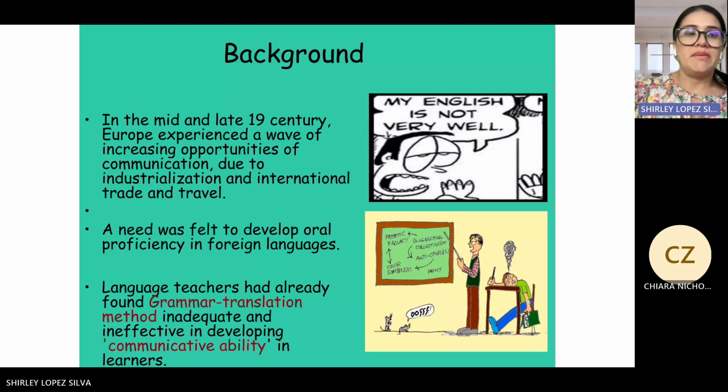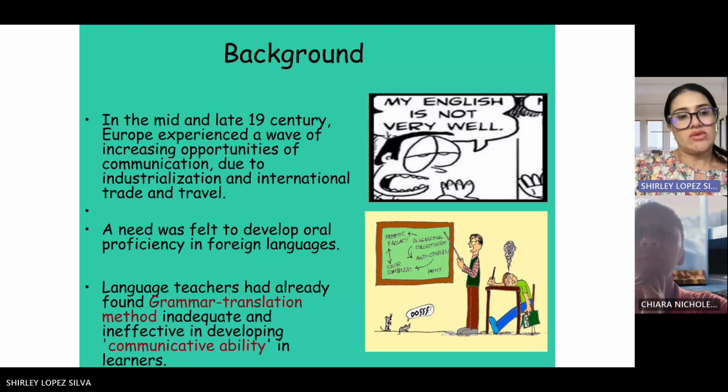So I want to explain the background. In the mid and late 19th century, Europe experienced a wave of increasing opportunities for communication due to industrialization, international trade, and travel. And there was a push to develop oral proficiency in foreign languages. Language teachers had already found grammar translation methods inadequate and ineffective in developing communicative ability in learners.